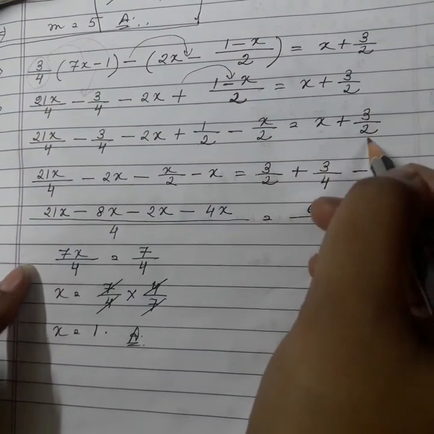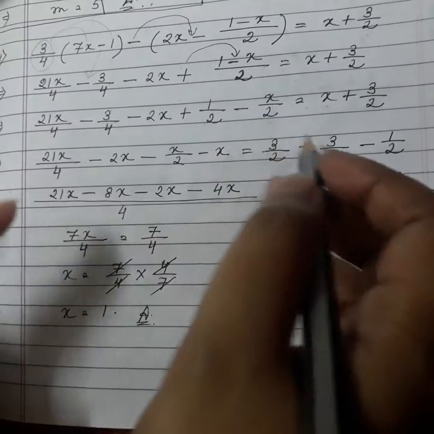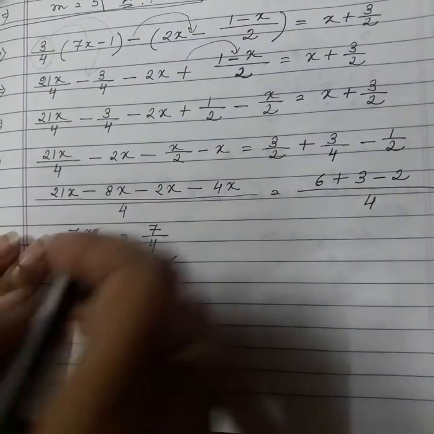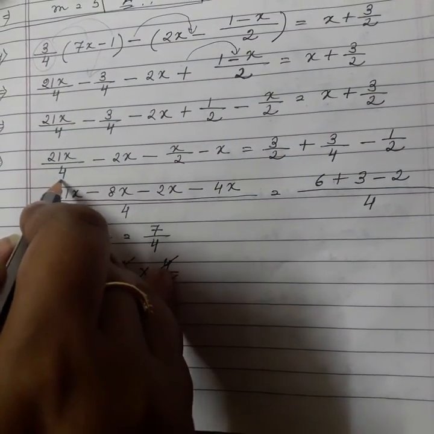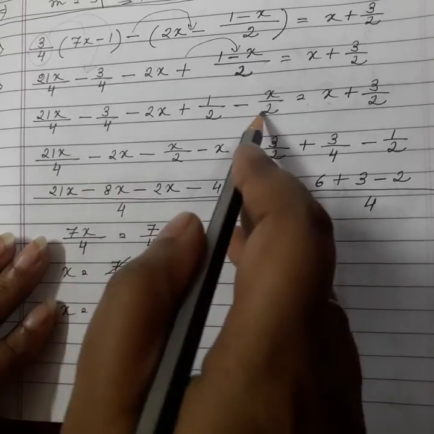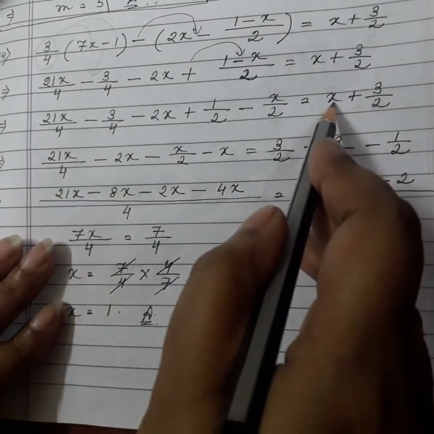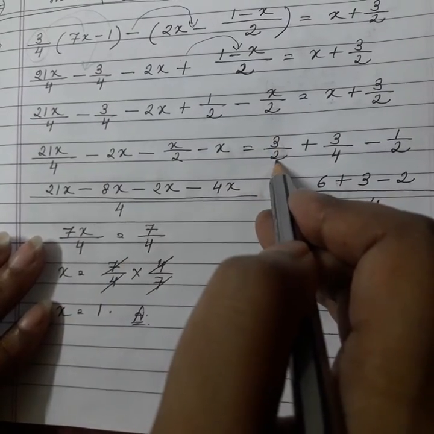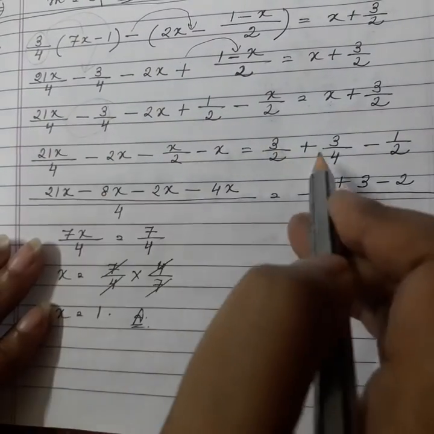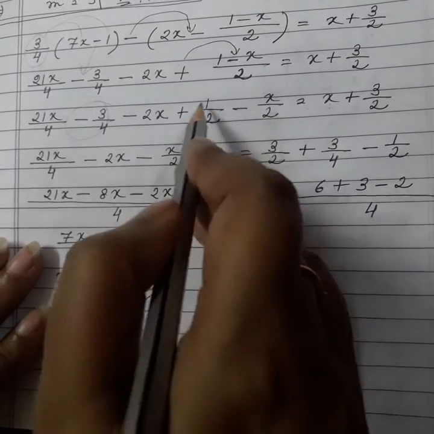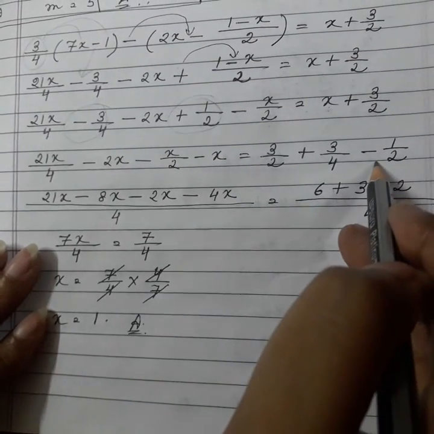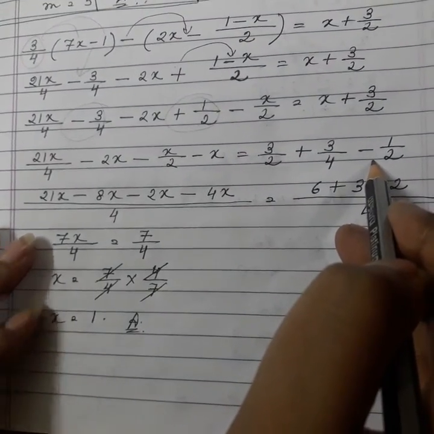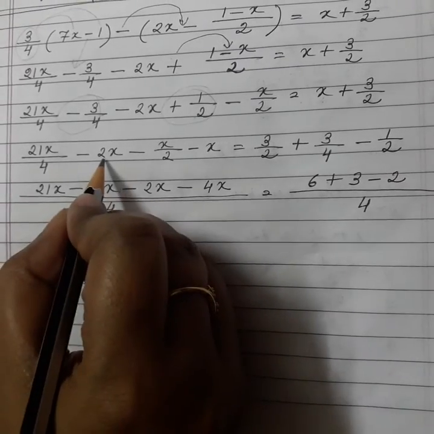So x plus 3 by 2. Now all the x, all the variables, we have taken on the left side. So it's coming 21x by 4 minus 2x minus x by 2, and on this side x is there, so it will come minus x equal to 3 by 2 is constant. Minus 3 by 4 will go on the right side, so it will come plus 3 by 4, plus half will go on the right side, so it will become minus half. Now on the left side we have to do the LCM.